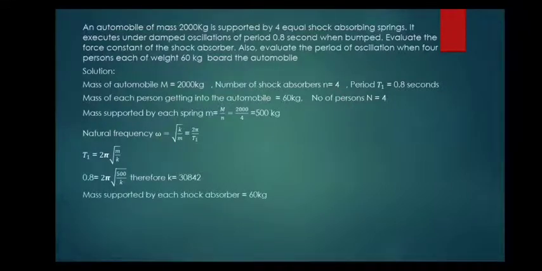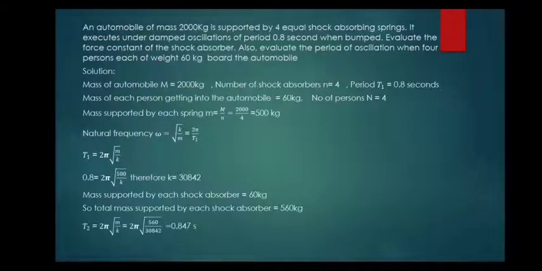So extra mass supported by each shock absorber is 60 kg because 4 persons each of mass 60 kg are added to the automobile. So total mass supported by each shock absorber will be equal to 560 kg. So T2 is equal to 2 pi square root of mass, you have to substitute as 560, divided by force constant 30,842. You will get 0.84 seconds as the answer.